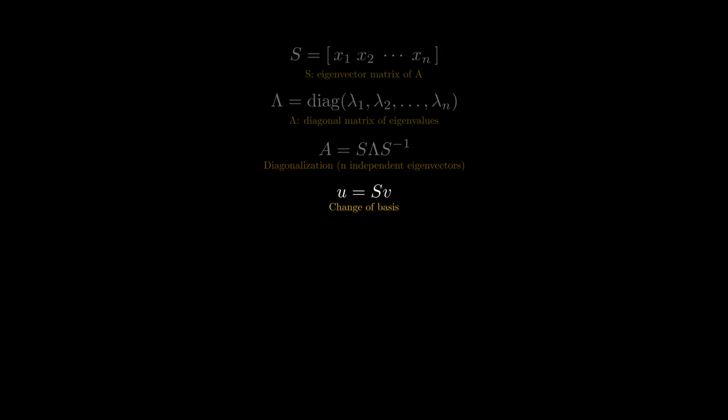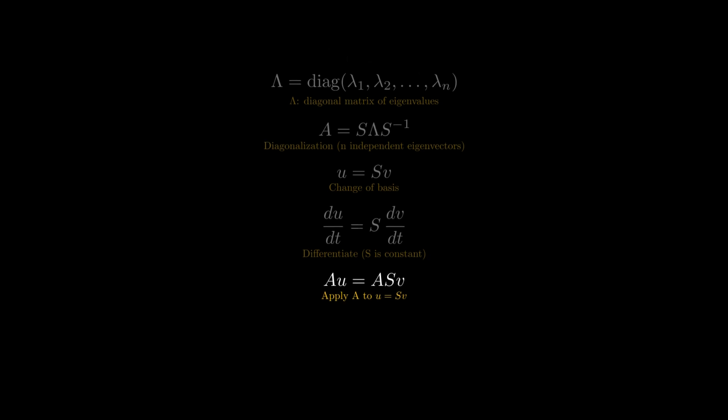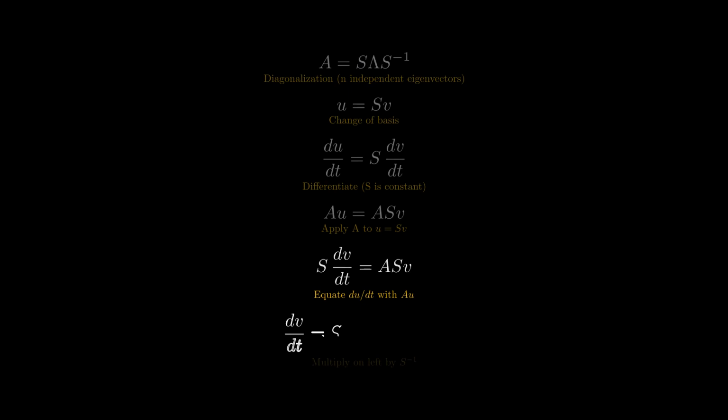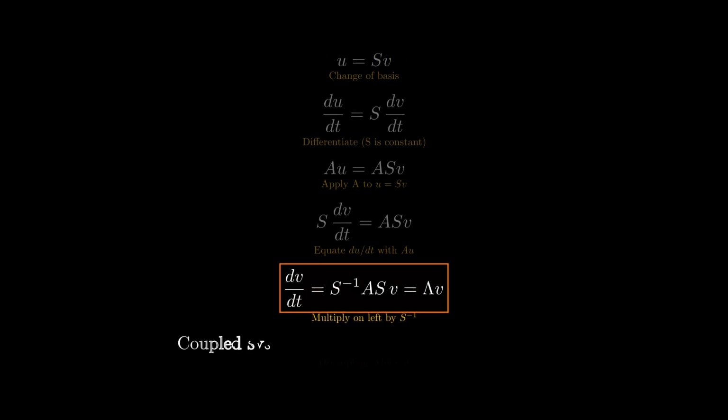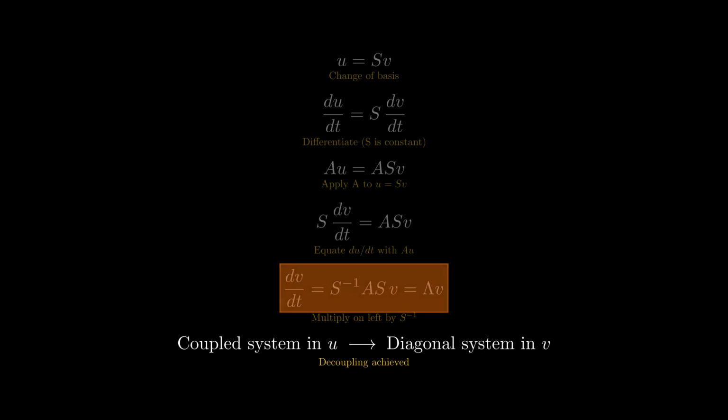Now substitute u equals Sv, then du/dt equals S times dv/dt, and Au equals ASv. Setting these equal gives S times dv/dt equals ASv. Multiply both sides on the left by S inverse. That gives dv/dt equals S inverse AS times v, which equals Lambda v. Look what happened. The coupled system in u became a diagonal system in v.